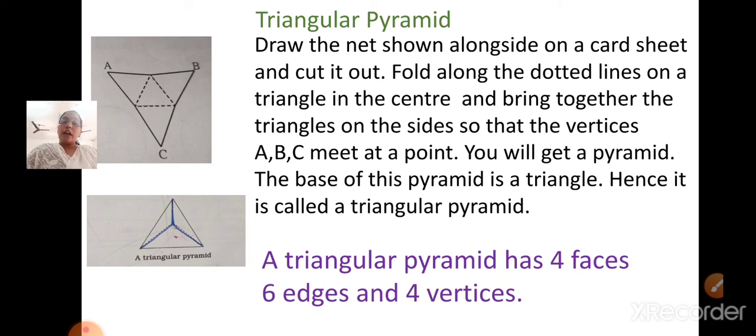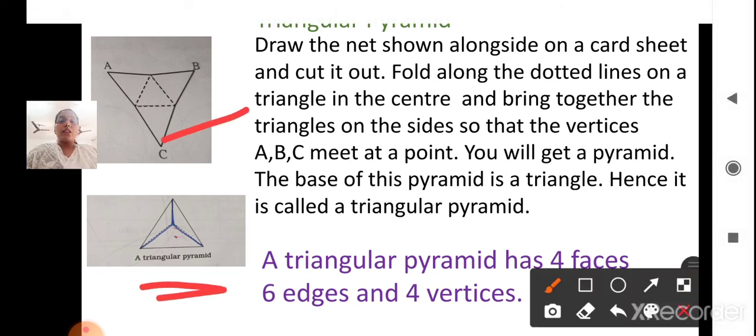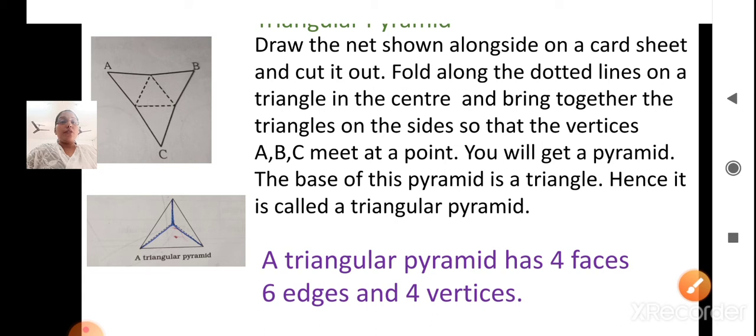So you will also get a pyramid here. The base of this pyramid is a triangle. It is in triangle shape, so it is known as a triangular pyramid. This is the net form and this is the shape which you are going to get. You can see it on my screen. This pyramid is known as a triangular pyramid. Now this triangular pyramid has 4 faces, 6 edges and 4 vertices.